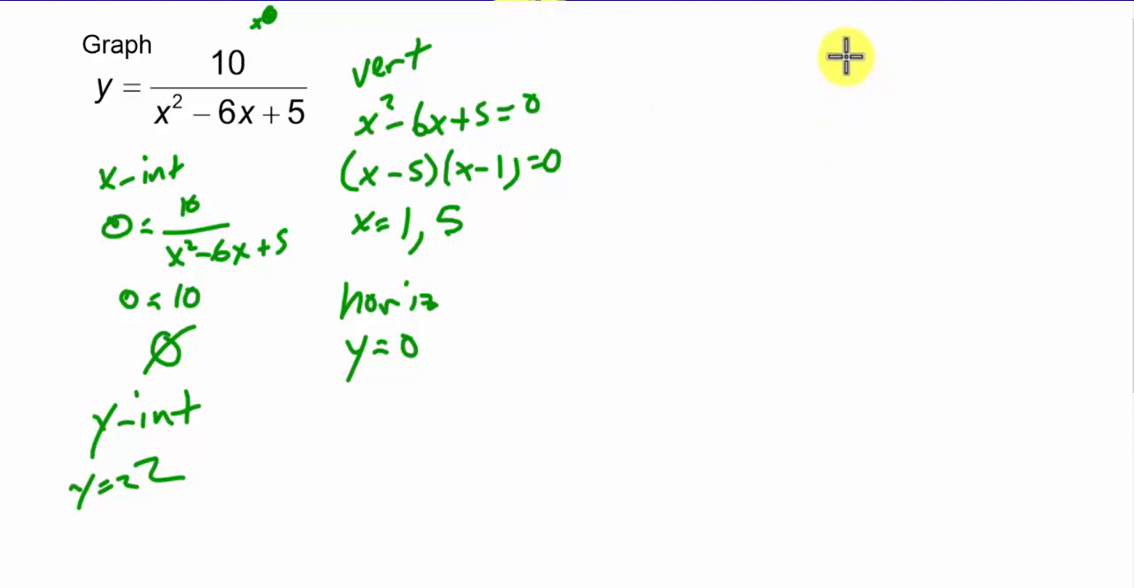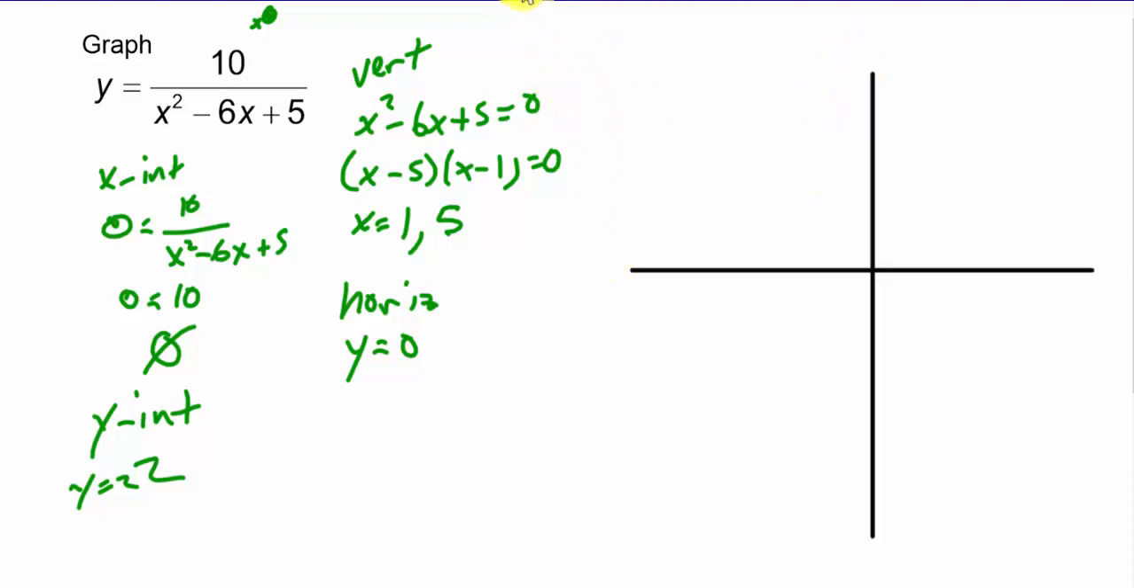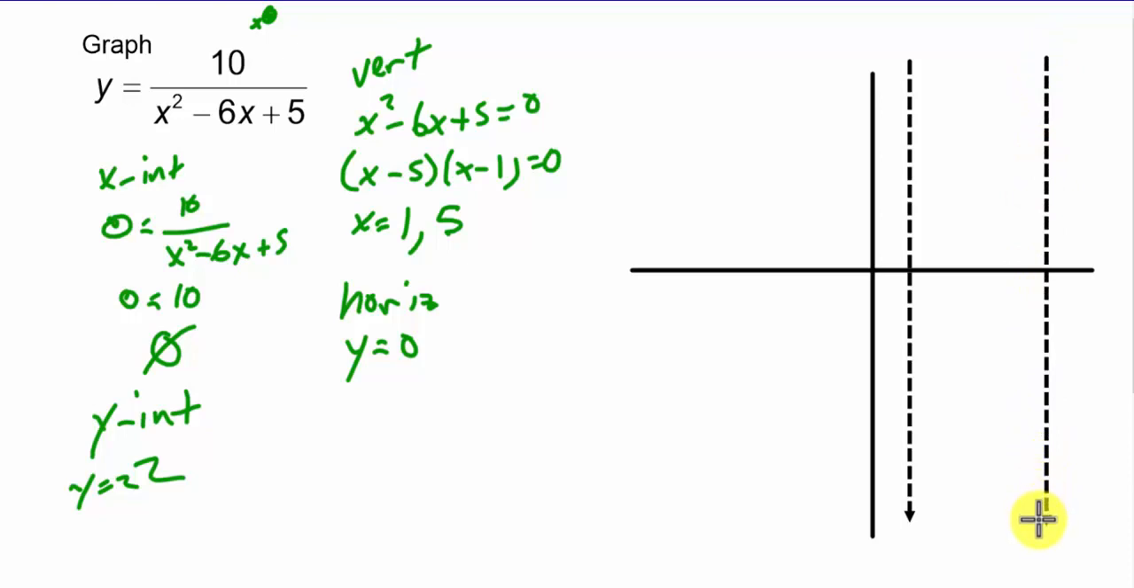Let's set up a graph again. And we'll pop in our vertical asymptotes. Here's one at 1. Here's another one at 5, let's say. Horizontal asymptote is at 0. Close enough. Move it a little bit to make it a little more accurate. Or maybe we can't. Yeah, it's close. All right. And we have some intercepts we can take care of. Y-intercept at 2. And there are no x-intercepts.